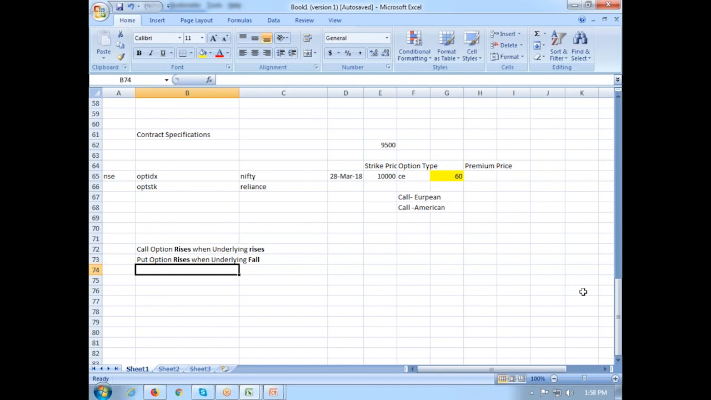So call option rises when the underlying rises, and put option rises when the underlying falls.